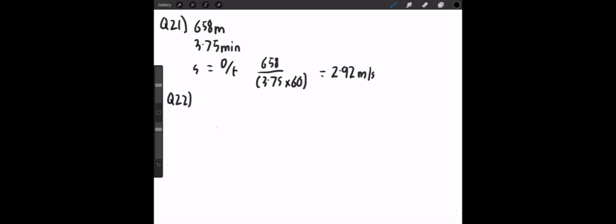Question 22. A car accelerates on the motorway from 12 metres per second to 16.5 in 25 seconds. What is the acceleration of the car? So this is using one of the SUVATs.